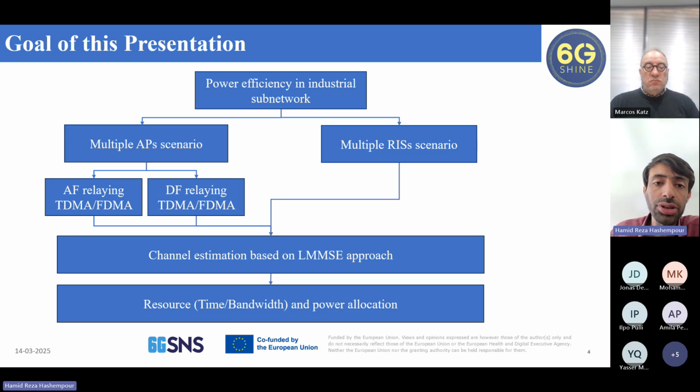On the other hand, we consider another scenario based on multiple distributed RISs that are used for cooperative communication. Before transmission, we need to estimate the channels. The channel estimation method that we use in this work is based on the linear minimum mean square error approach. And after sending pilots and estimating the channels, the second task is to allocate the resources to the devices so that we can have power efficient transmissions. The resources include time, bandwidth, and powers.